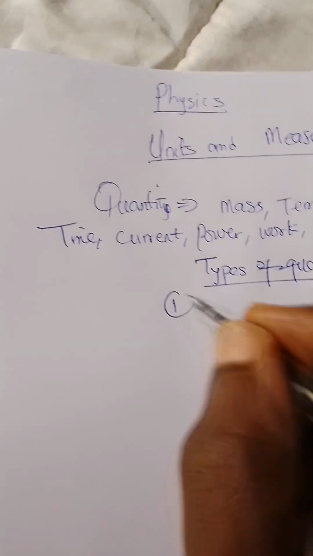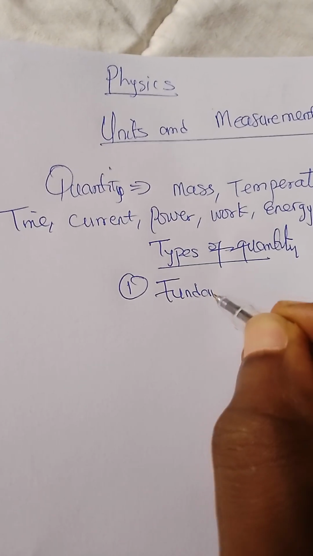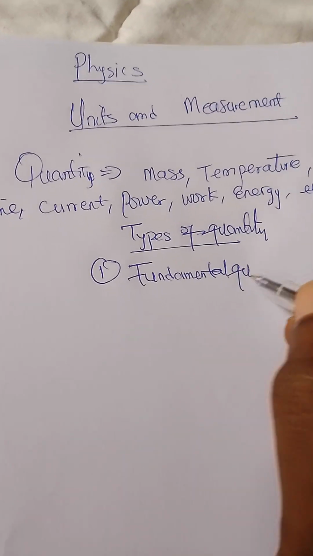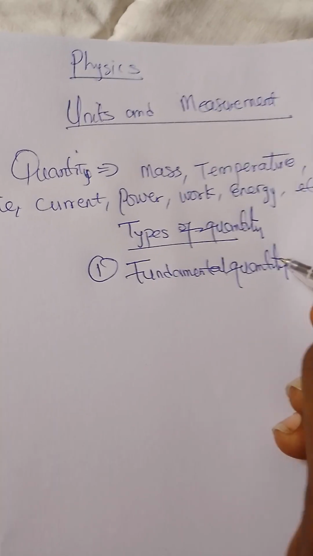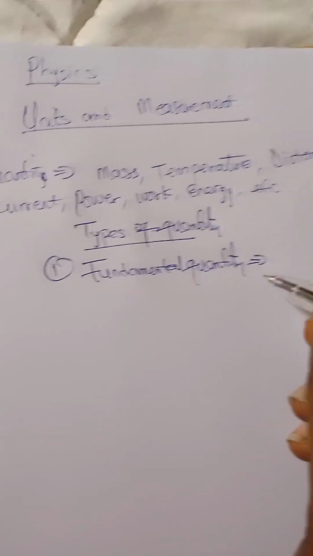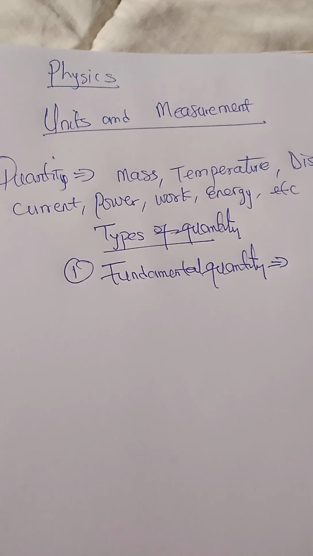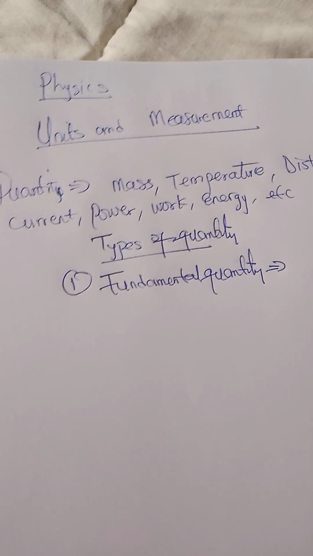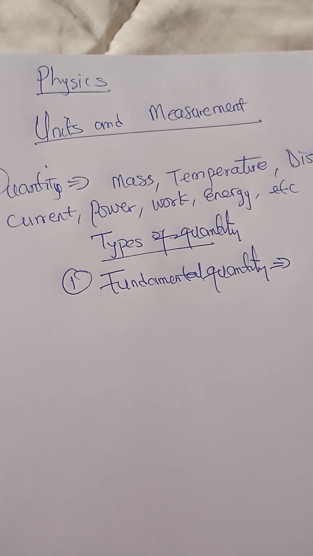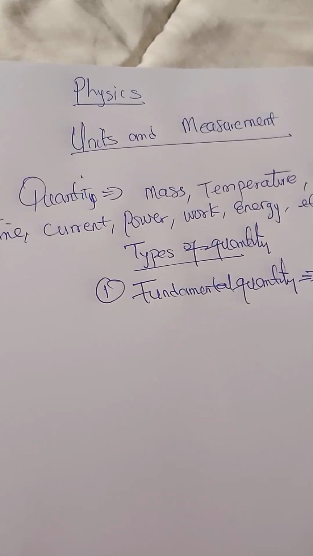The first type of quantity we have is fundamental quantity. And what is a fundamental quantity? Fundamental quantities are basic quantities that are independent. Quantities that are independent are known as fundamental quantities. And there are just 7 of them. So we have 7 fundamental quantities.